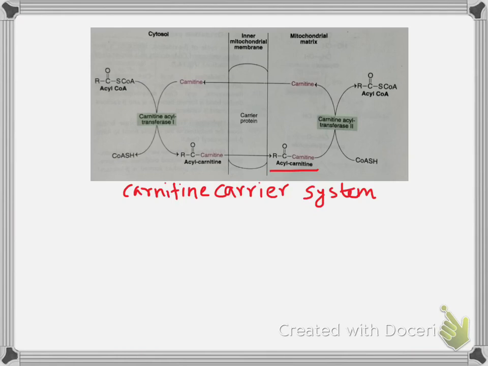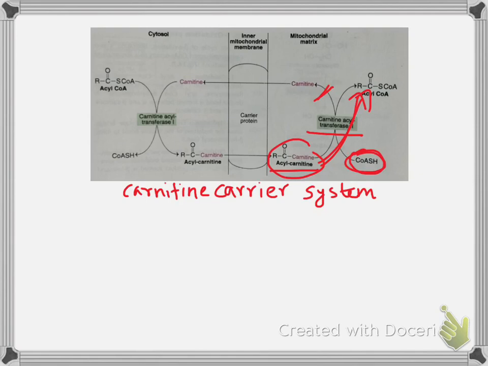And inside the matrix, the carnitine acyl transferase 2, which is present in the inner surface of the inner mitochondrial membrane, converts the acyl carnitine to acyl CoA with the release of carnitine and the use of coenzyme A.